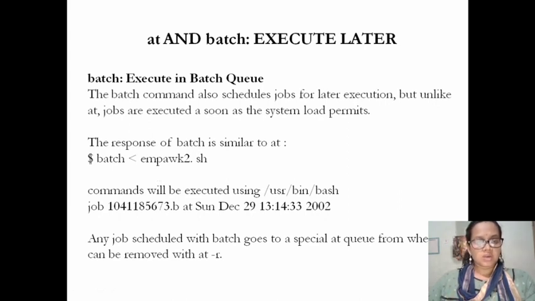So here the command is not going to take any kind of arguments, and it also uses an internal algorithm in order to determine the execution time. So this prevents many of the CPU-hungry jobs from running at the same time. So now we will move on to the response of batch, which is similar to what? To at, the same way you have used at. So batch, less than whatever file you want to give. So commands will be executed using the same bash. Here it will give you the job number, and also it will schedule. Any job scheduled with batch goes to a special at queue from where it can be removed by at -r. So -r is for remove. It's an option for at.